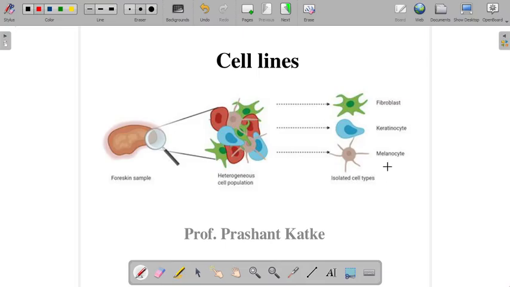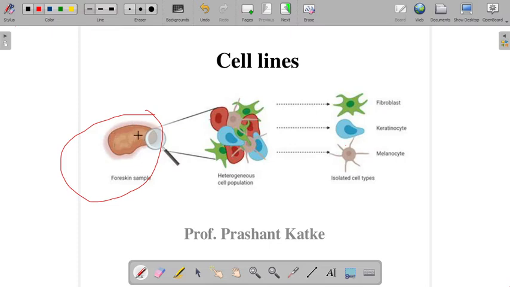Now today we will start with our remaining topics. We'll start with the cell lines. So cell lines basically means, suppose take an example. This is a tissue. So if you take a tissue, what is it? Tissue is a complex organ, or it is a complex system of organs.